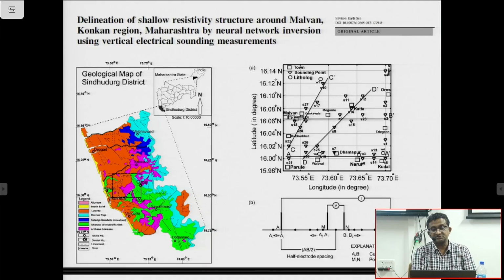Western Maharashtra, and the data is a Schlumberger resistivity sounding, which is very good for exploration of groundwater, mapping of different contaminant plumes, like saline water intrusions, and many other geo-environmental mapping problems. And it is a very quick and low cost survey to get the true resistivity of the earth from the electrical, geoelectrical sounding.